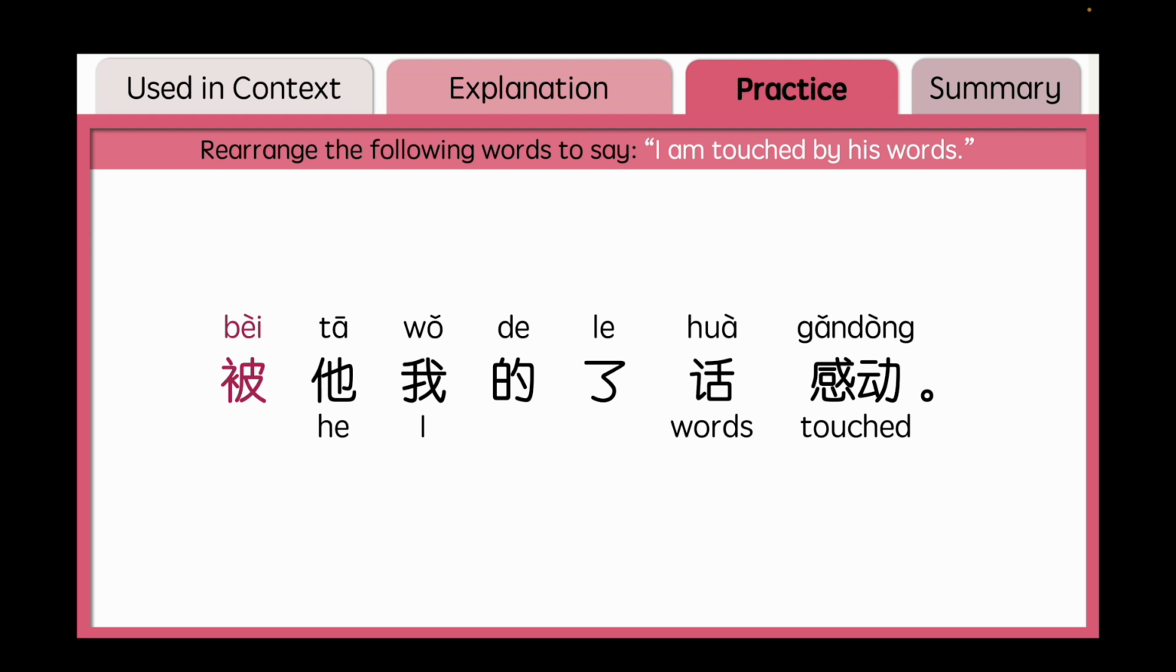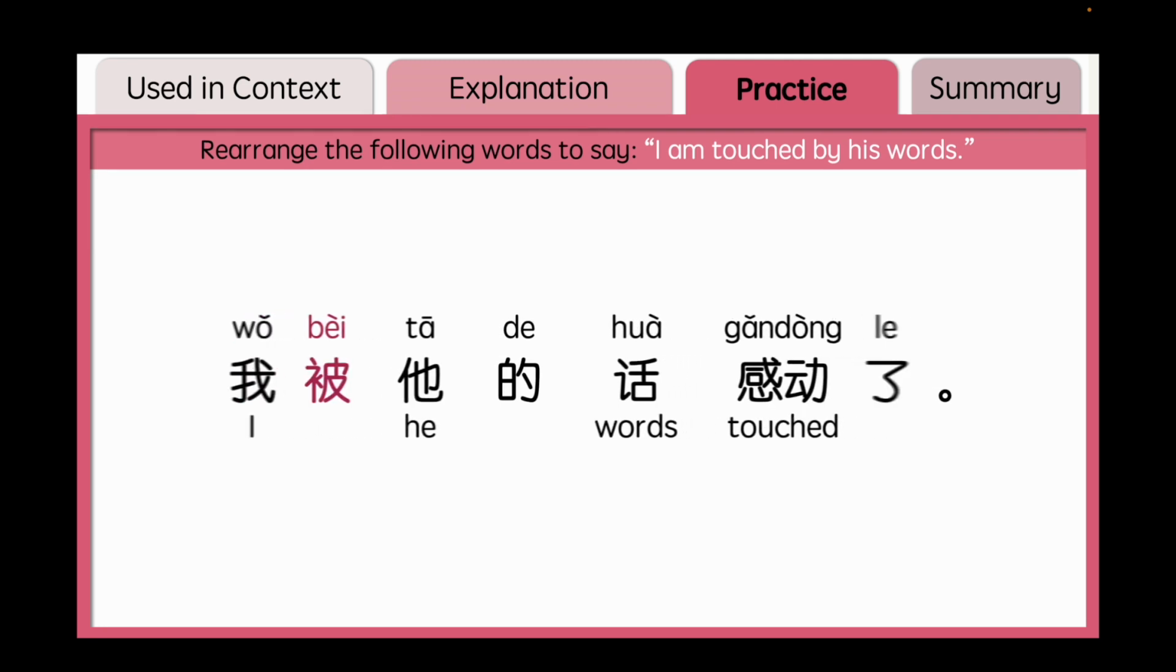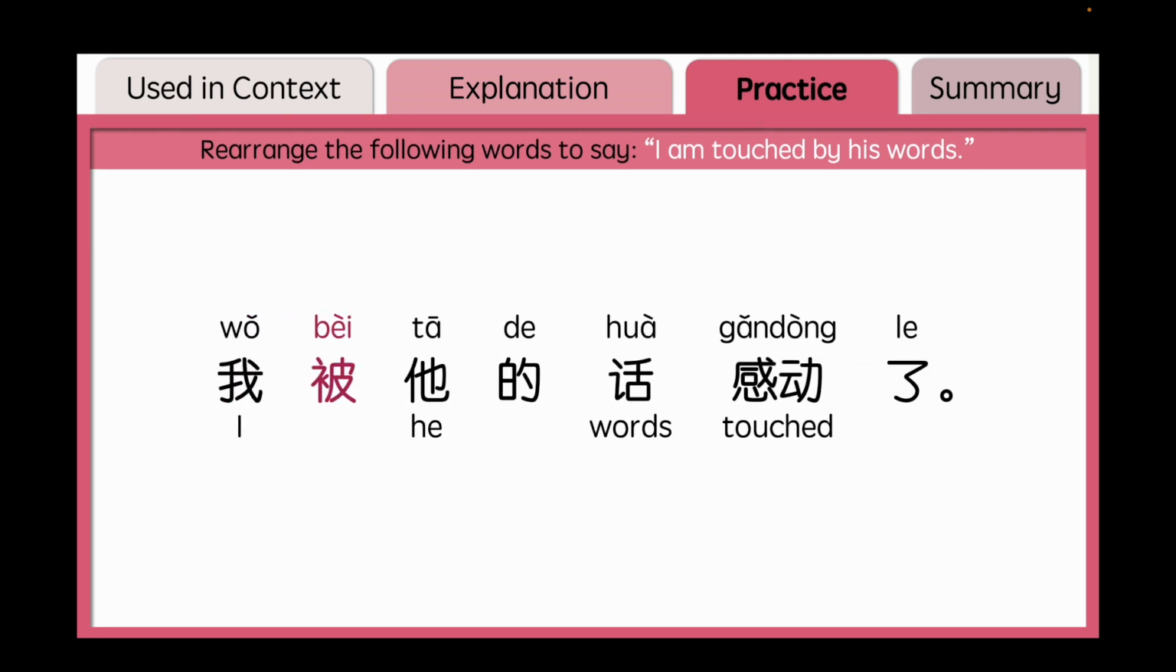Rearrange the following words to say, I am touched by his words. Again, you can pause the video and think about it first. Yes, the answer is 我被他的话感动了。This may not seem intuitive, but in this sentence, 他的话, his words, is the doer of the action.